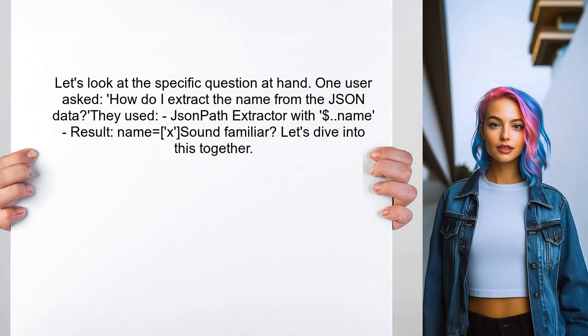Let's look at the specific question at hand. One user asked how to extract the name from the following JSON data. They mentioned using the JSON path extractor with the expression $name, but it returned the result in an array format. Sound familiar? Let's dive into this together.